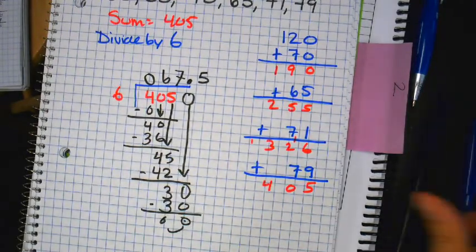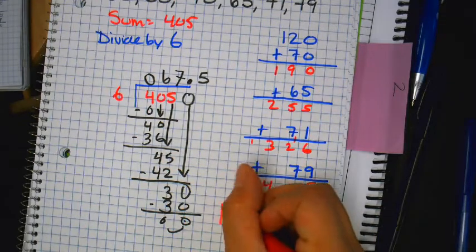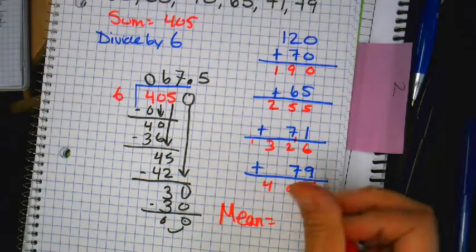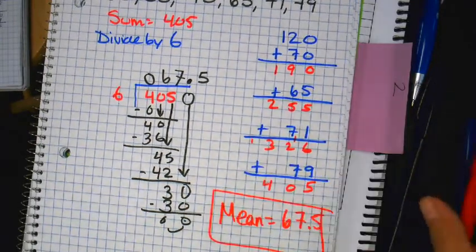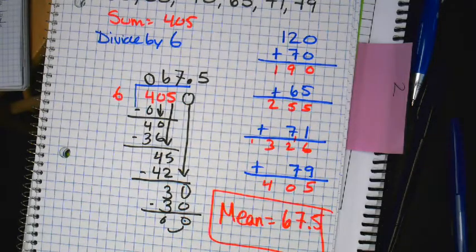So our mean is equal to 67.5. Is it okay to have a decimal as our mean? Yes, it is. It is perfectly a-okay to have a decimal as your mean. That was probably the hardest one.